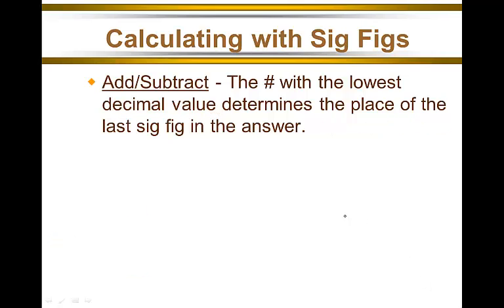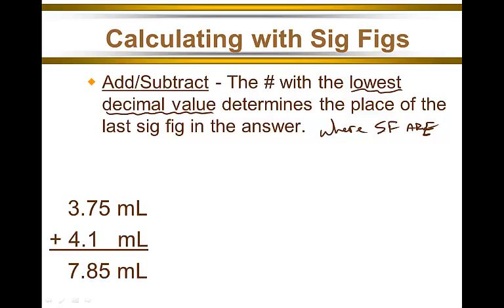Okay, so now we have some different rules for adding and subtracting with sig figs. Notice it says the number with the lowest decimal value. So we're not actually counting the number of significant figures. We're going to look at decimal value. We usually cover addition and subtraction second because it's harder. We're so used to counting sig figs, and now we're not. We're looking at decimal value. It's all about where the significant figures are.